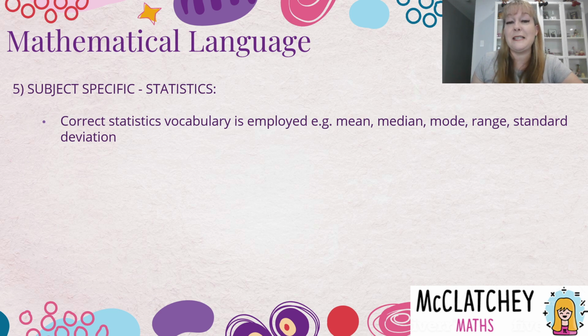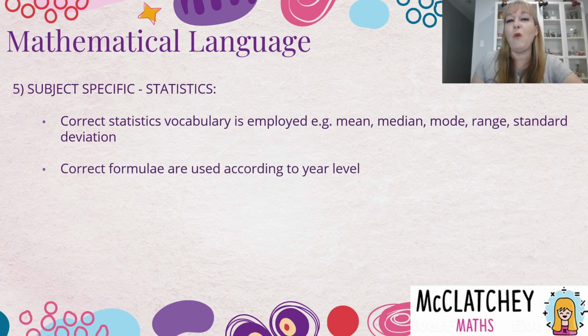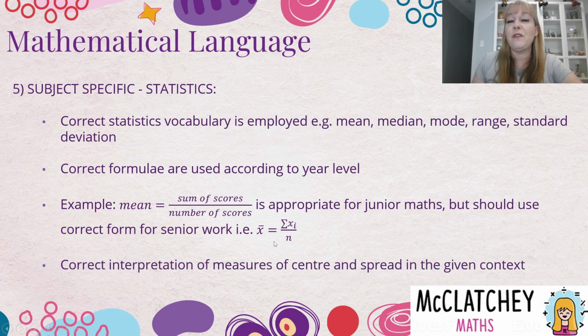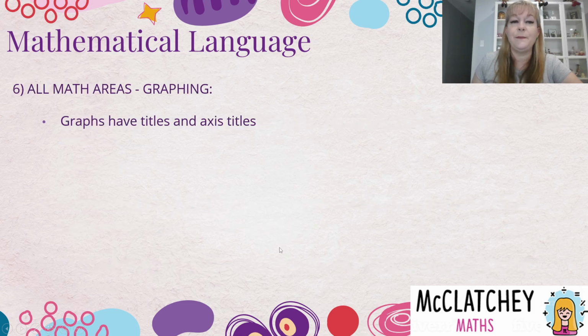If you're doing a statistics assignment, you're using the correct vocabulary around mean, median, mode, range, and standard deviation, using the right formula for your year level. So if you're in year 11 and 12, you're not writing a formula that's all words, you're using symbols instead from your formula sheet. So for example, the mean equals the sum of scores divided by the number of scores is appropriate for 7 to 10, but once you hit year 11 and 12, you need to use this formula instead. Also, that you're interpreting the measures of centre and spread in the right context.